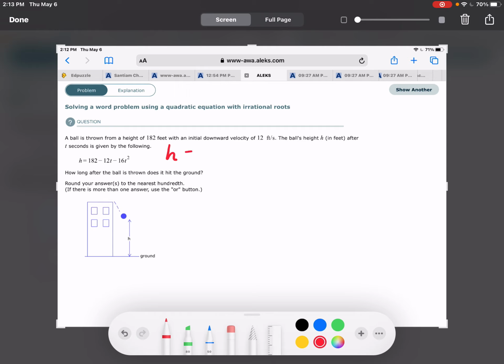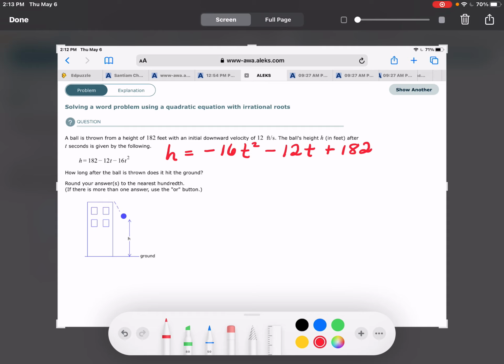H, that's the height, equals negative 16. This is the force of gravity pulling down on our ball. T squared, that's our time, minus 12 feet per second. That's the initial downward velocity where it gets thrown. So it's actually getting a downward push to start. And then plus 182. And that 182, remember, that's the C, that's our y-intercept on a graph. That's the height that the ball is going to start at.